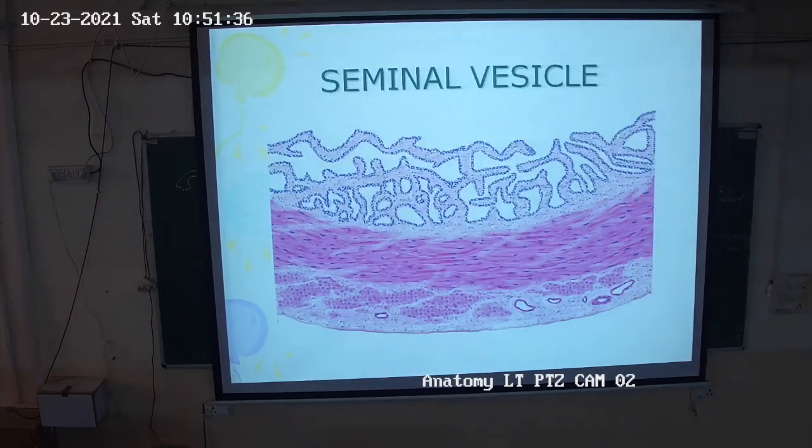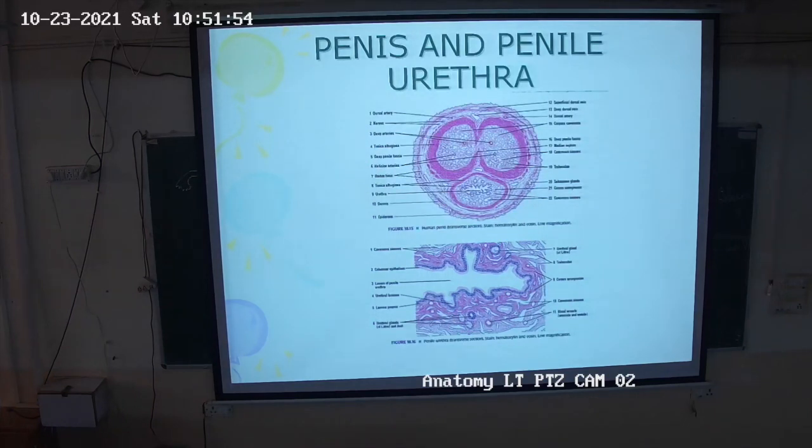Now the tubular part, the seminal vesicles. 70% of the semen is secreted by the seminal vesicles. The epithelium here again is pseudostratified columnar epithelium. The mucosa is folded. Then it has lamina propria, an inner longitudinal and outer muscular coat, and adventitia. Okay, it forms the ejaculatory duct along with the vas deferens.